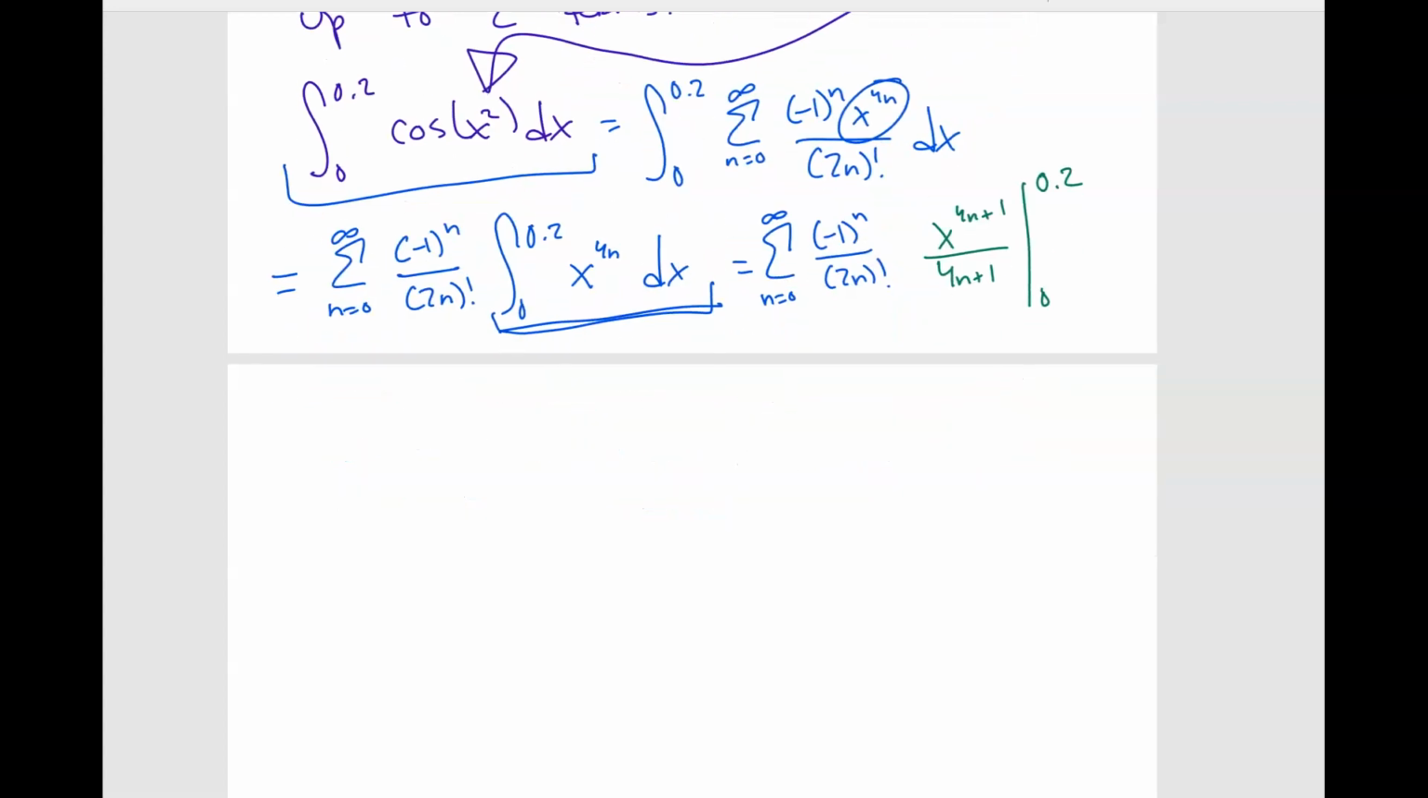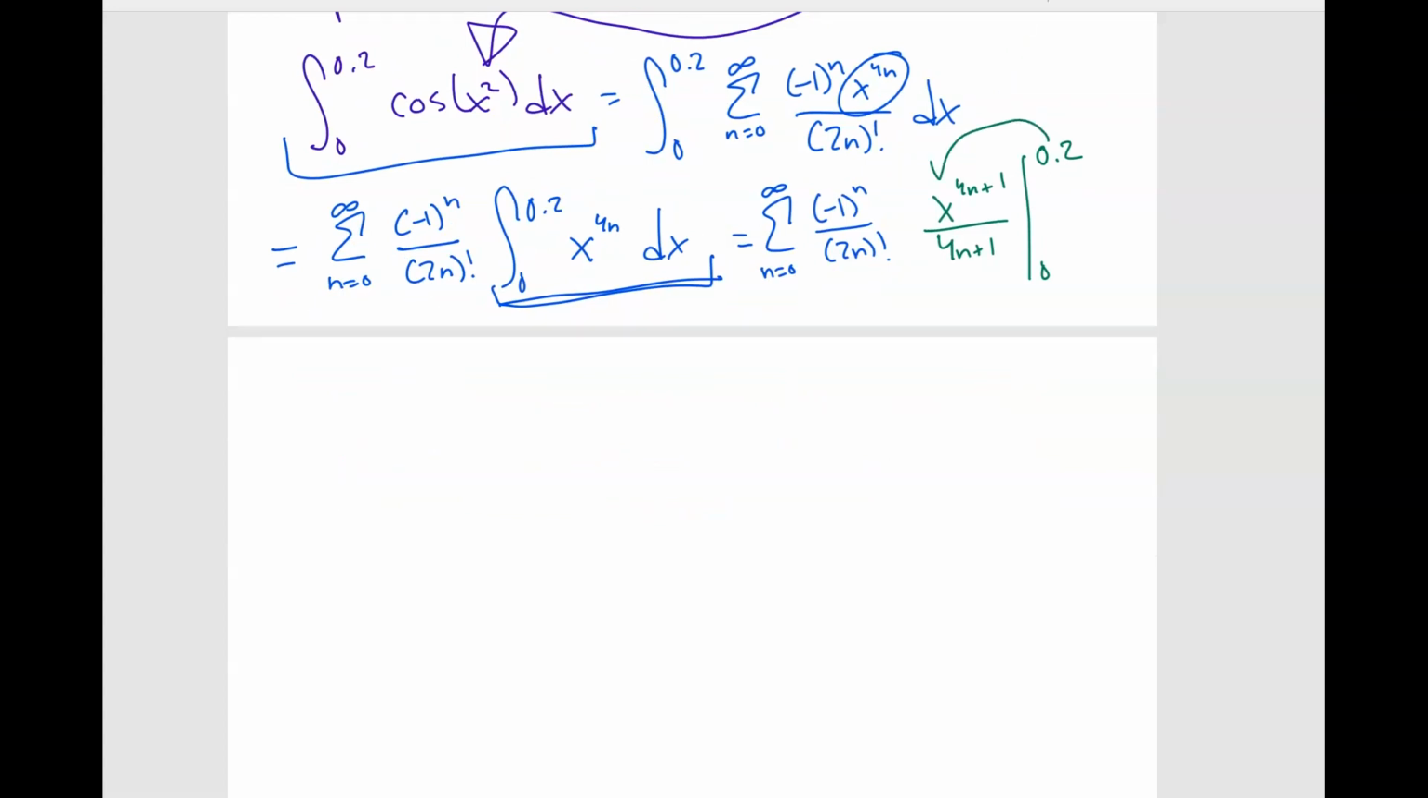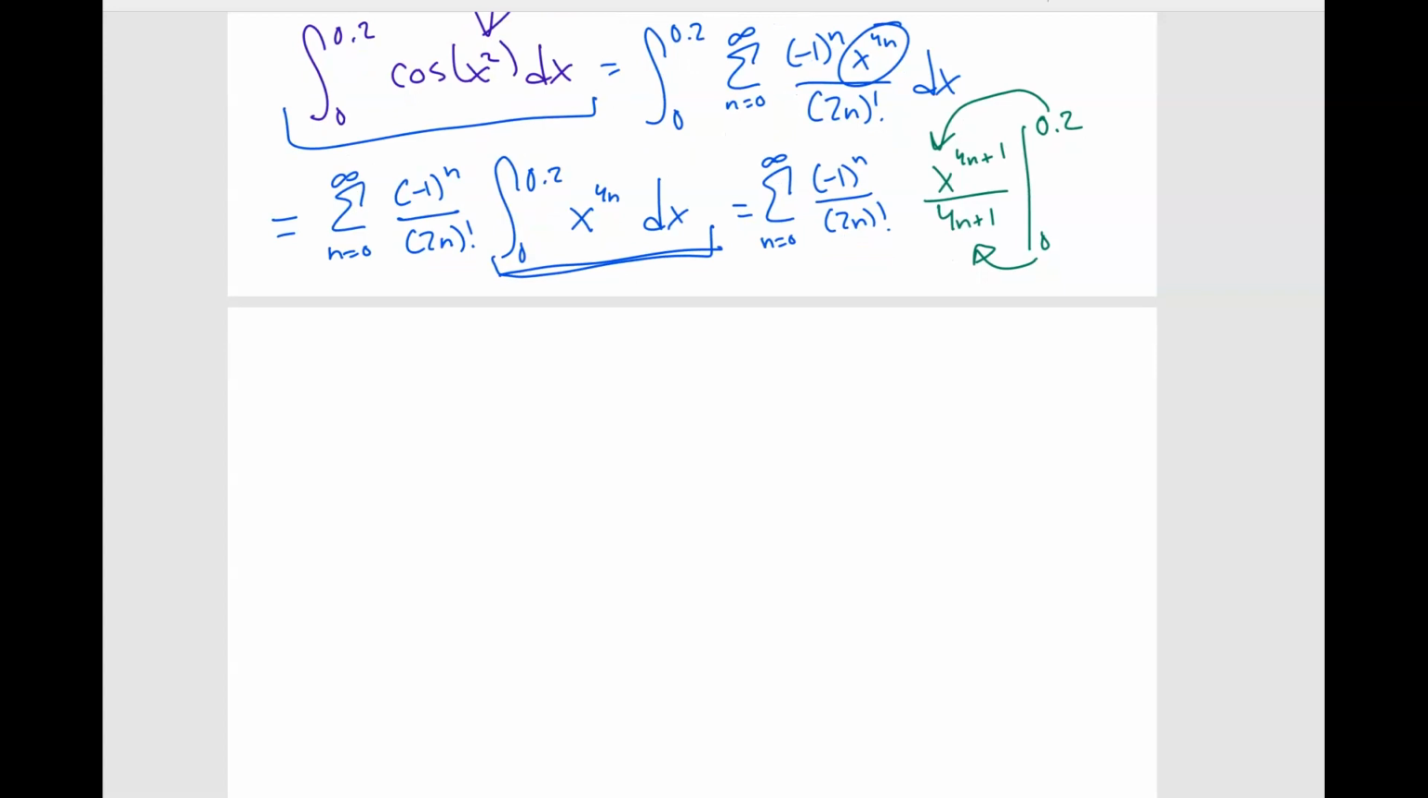Now, in order to do this, all we got to do is plug in the 0.2 and then the 0. But the 0 is just going to go to 0, so we don't have to do that. So we're going to have the sum from n goes from 0 to infinity of negative 1 to the n, and plug in 0.2 to the 4n plus 1 divided by 2n factorial, and then this 4n plus 1 is left on the outside. Okay? All right, so we're basically almost done because now all we have is a summation.